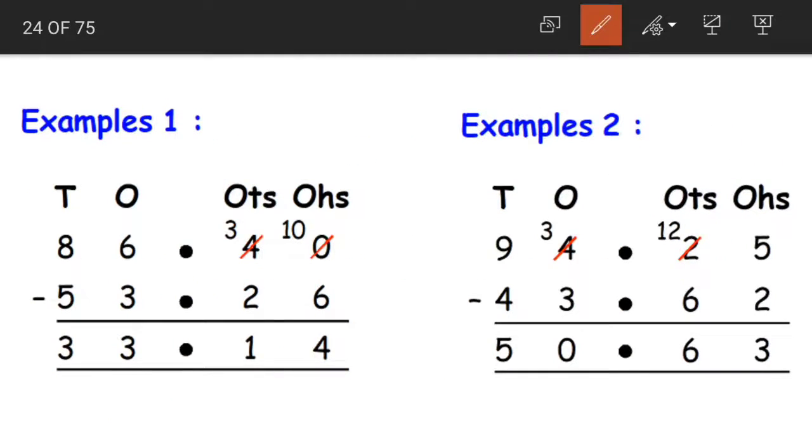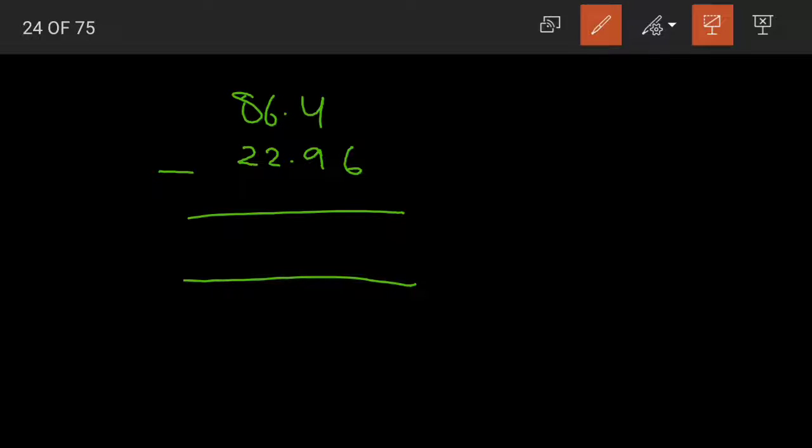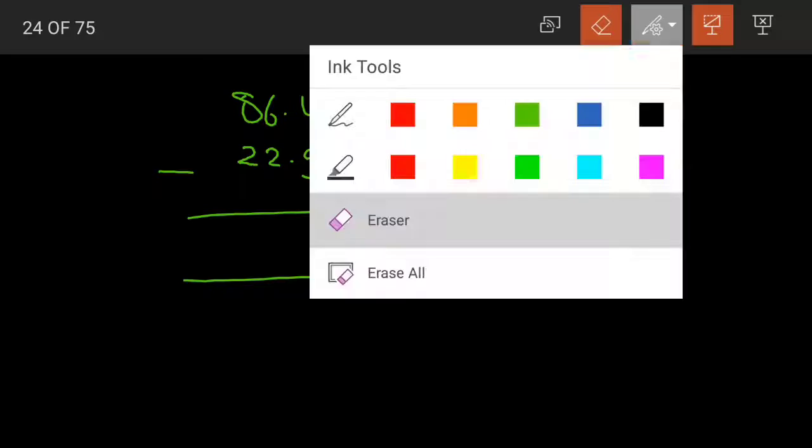For example, see here, 86.4 minus 22.96. If I have to subtract starting from the hundredths place, now what should I subtract 6 from? Yes, something should be there above, right? So that is why you have to place a 0 there, children. There is nothing there after 4. So it's better that you place a 0 to make the number of decimal places the same. Now as we are having 0, we can go for subtracting.